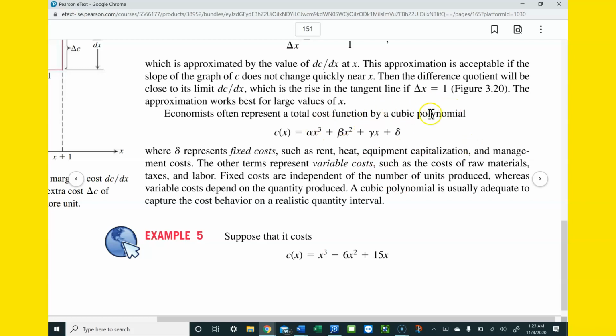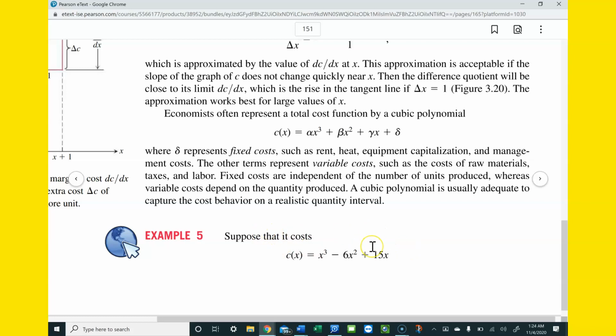All right, this cubic polynomial, and here's alpha, beta, gamma, delta as the coefficients. Let's see what they represent, where delta represents fixed costs. So this constant right here is the fixed cost, such as rent, heat, equipment, capitalization, and management costs. The other terms represent variable costs, such as the cost of raw materials, taxes, and labor. So those kinds of things can change based on how many we produce. Fixed costs are independent of the number of units produced. You're going to pay that regardless of how many you produce, whereas the variable costs depend on the quantity produced. The cubic polynomial is usually adequate to capture the cost behavior on a realistic quantity interval.